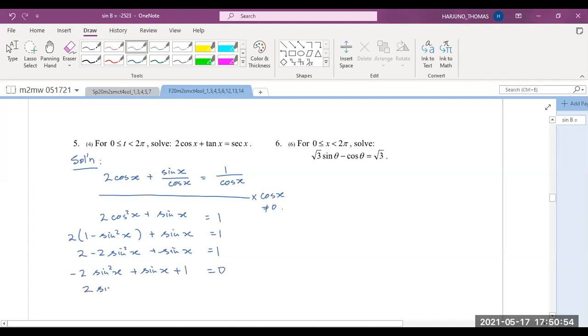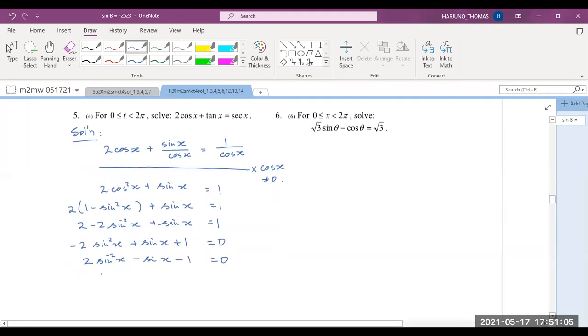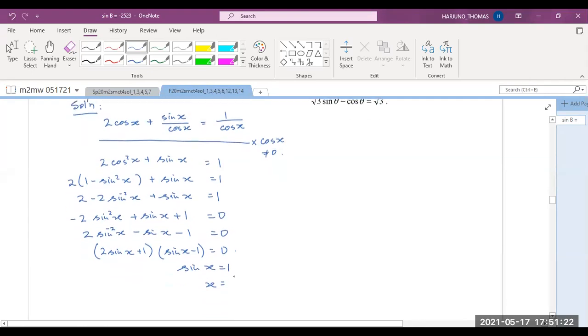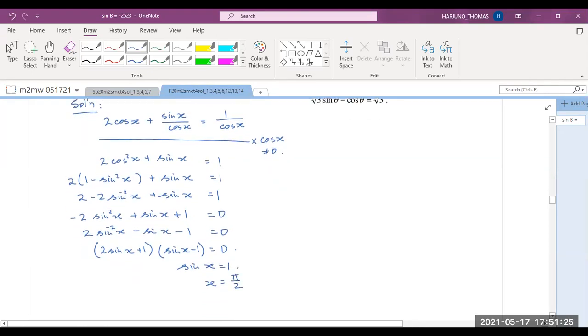Get rid of the negative. I believe I can factor it after this. Yeah, I multiply by negative 1. So I get (2 sine x plus 1)(sine x minus 1) equals 0. So sine x equals 1, x is pi over 2, right? But cosine pi over 2 is 0, so I have to reject this, because cosine pi over 2 equals 0.